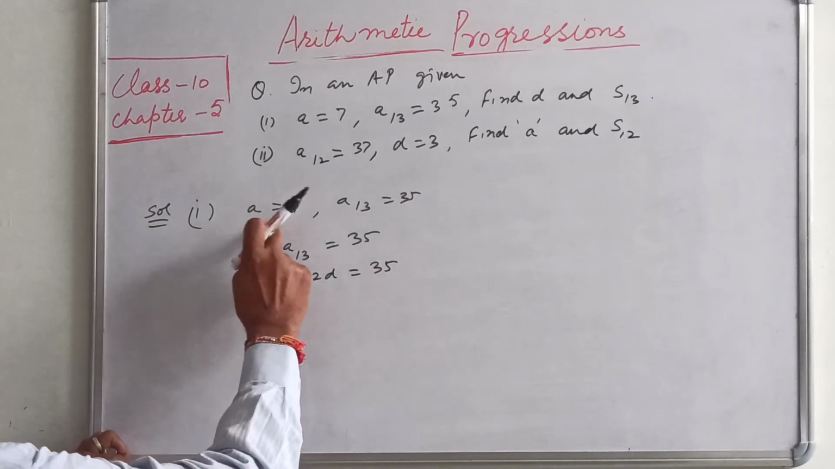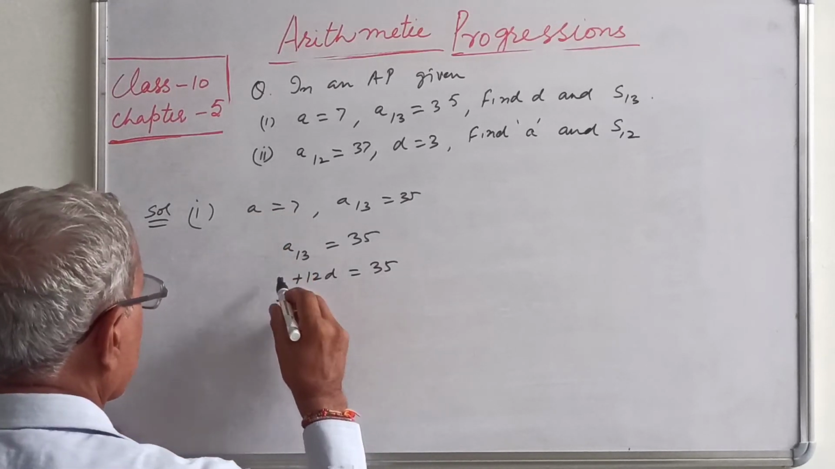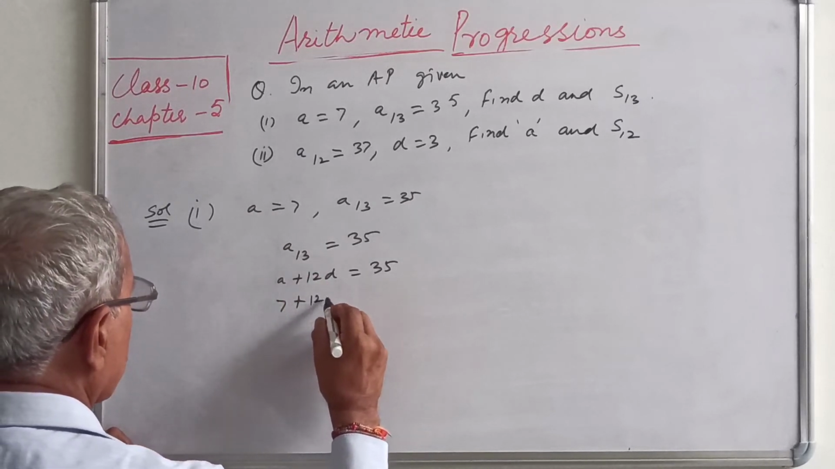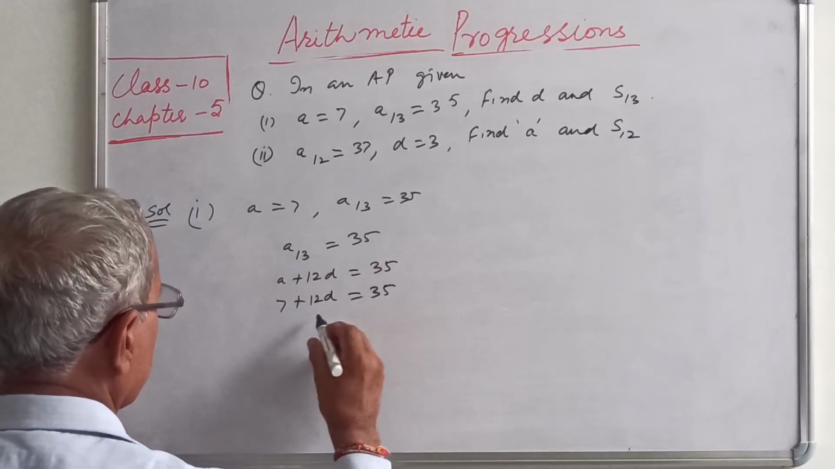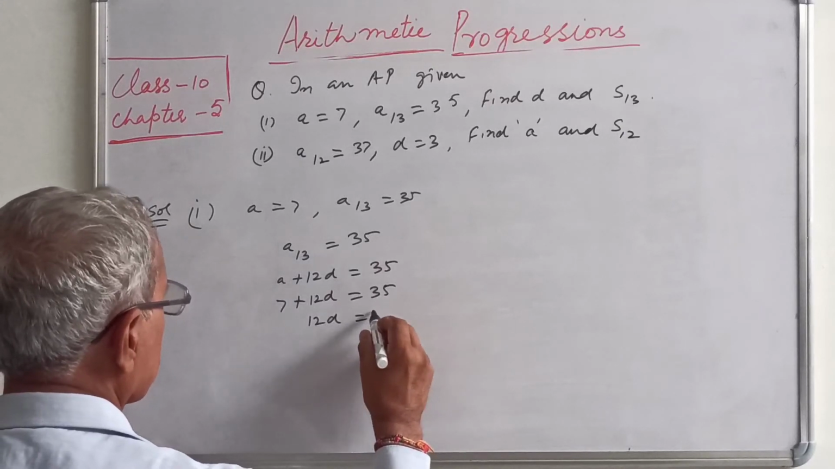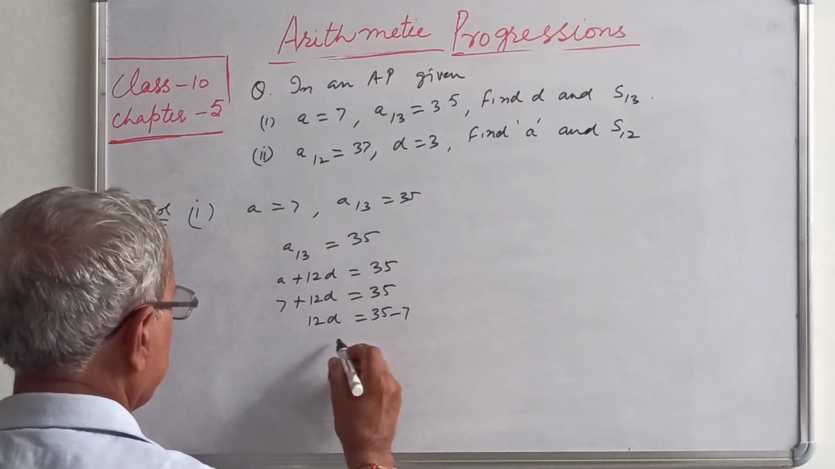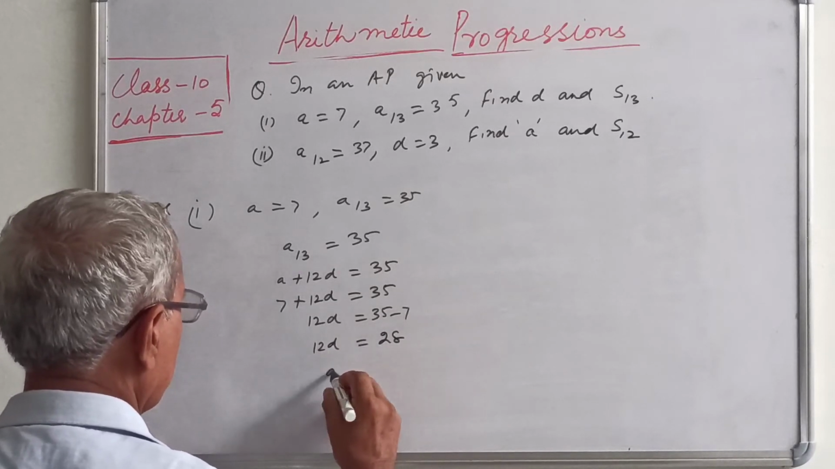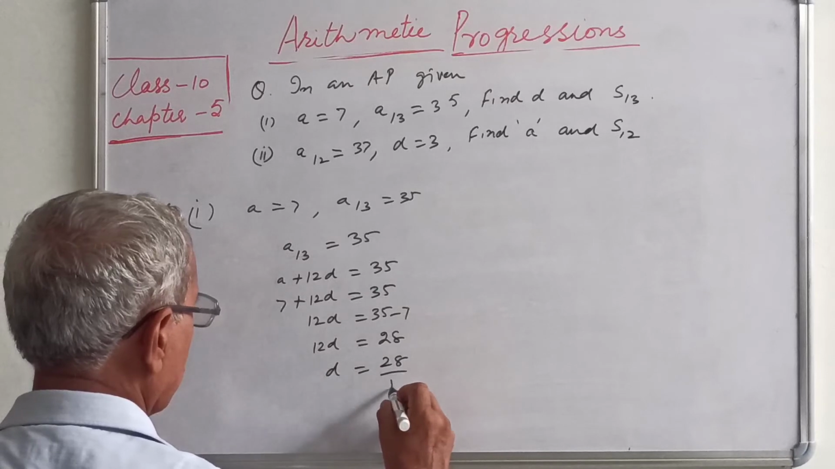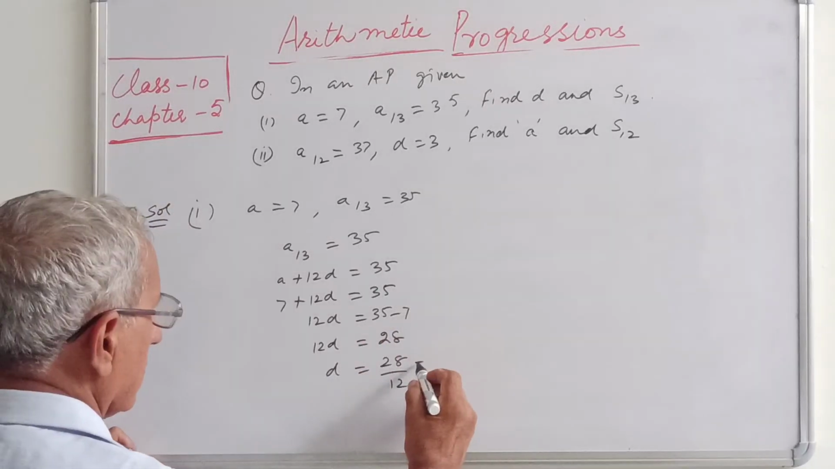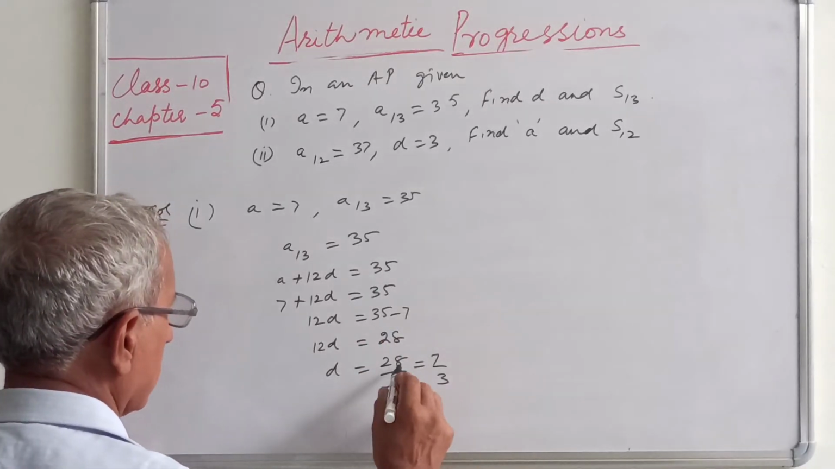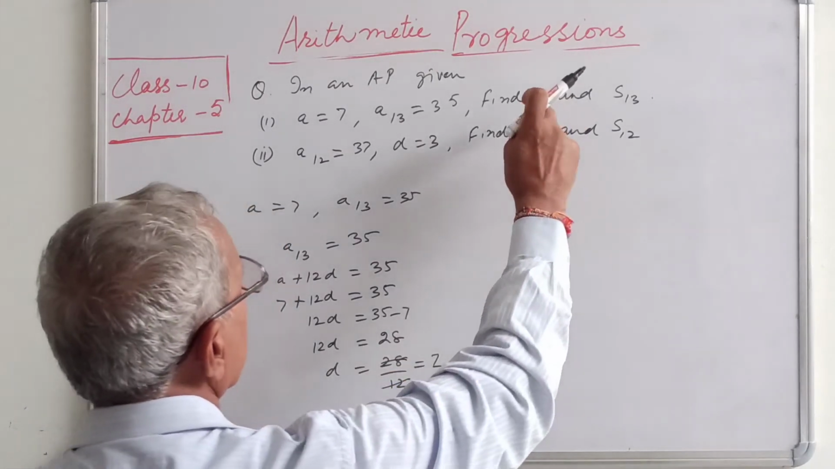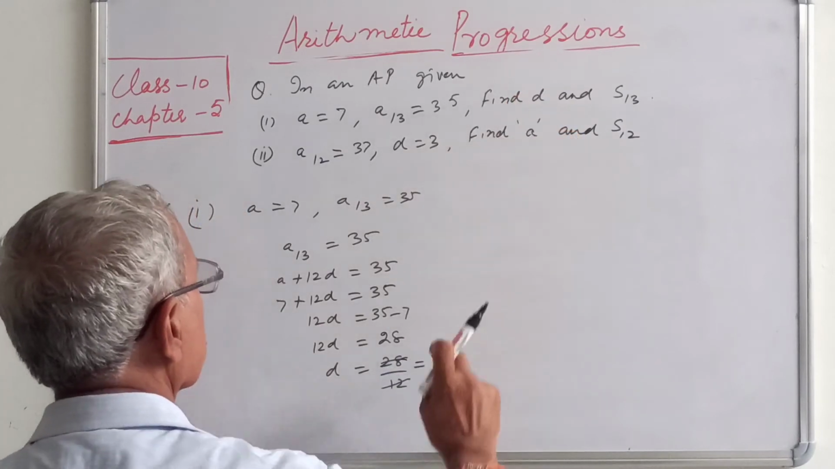So substituting the value of A, A is 7, so 7 plus 12D is equal to 35. So 12D is equal to 35 minus 7. So 12D is equal to 28 and D is equal to 28 upon 12. Dividing by 4, we get 7/3, cutting by 4, so D is 7/3. Now we had to find one value, the value of D will be 7/3.